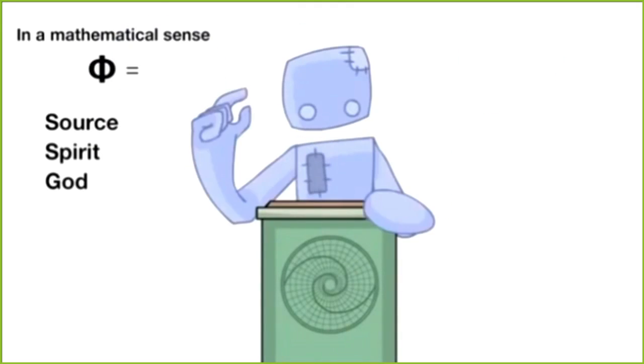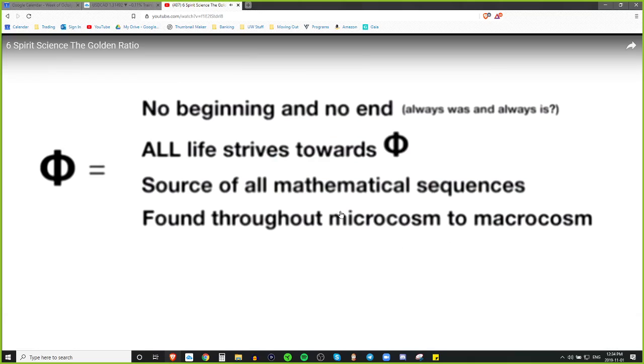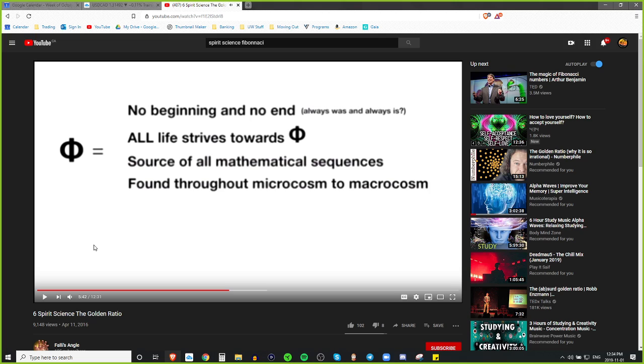So cool. Phi is basically source, or spirit. You guys pretty well get the gist, though. This is the math of God. You know, again, it's just like everything's connected. You know what I mean?